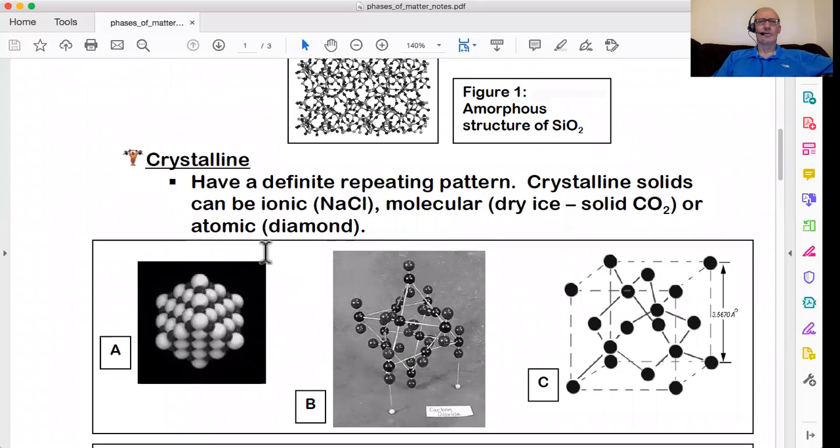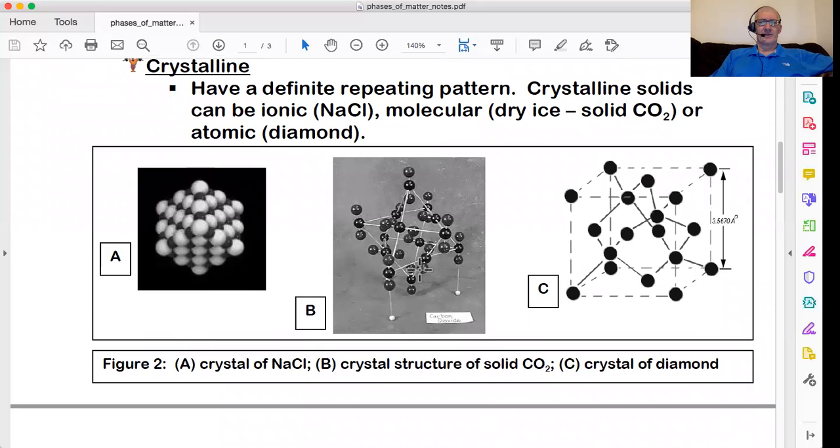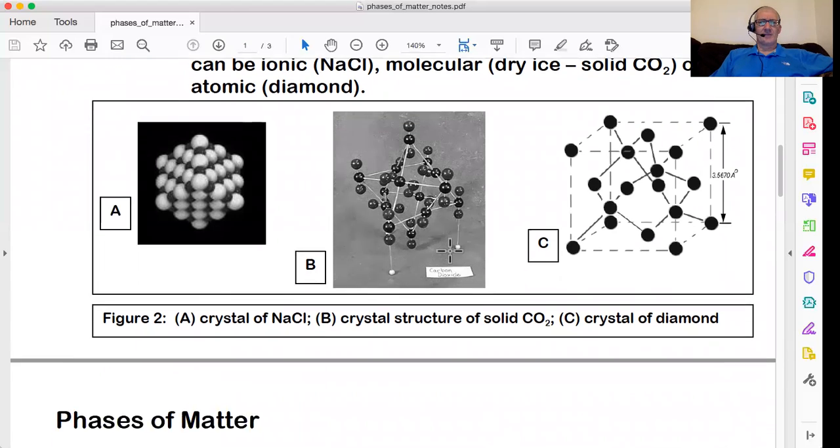I think we're more familiar with an ionic compound, a crystalline structure. These are going to have a definite pattern to the arrangement of the molecules or the atoms in this type of solid. So I just wanted you to be aware of those two words. You've got three different types of crystalline solid pictured there.